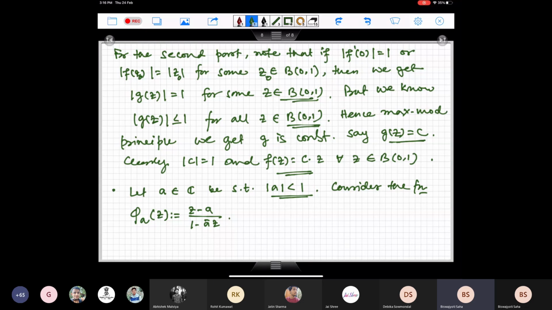Now, here, of course, you can clearly see one thing: the denominator that I have introduced over here vanishes at which point? Tell me, where does the denominator vanish? 1 by a bar. So if mod of a is less than 1, then what can I say about mod of 1 by a bar?